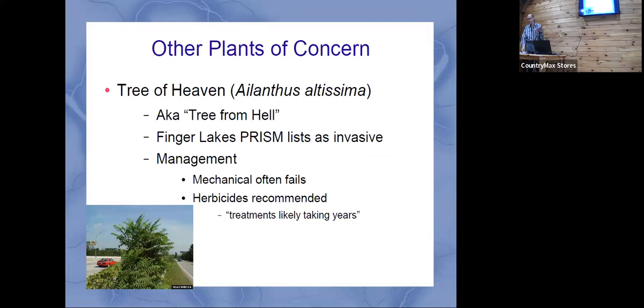The Finger Lakes PRISM's comment is removal may take years. You may cut it and deal with root sprouts, and it may take you several years before it finally stops coming back. This is a hard one. Tree of heaven's foliage looks a little like sumac. So if you see something sumac-like, but instead of a typical sumac flower, the red flower kind of hangs over the foliage like this, you're looking at tree of heaven. So that's a challenge.